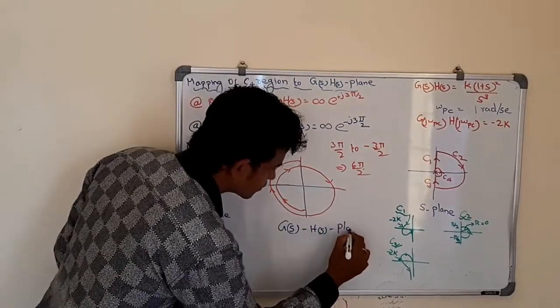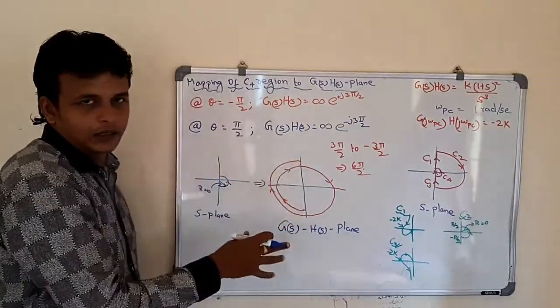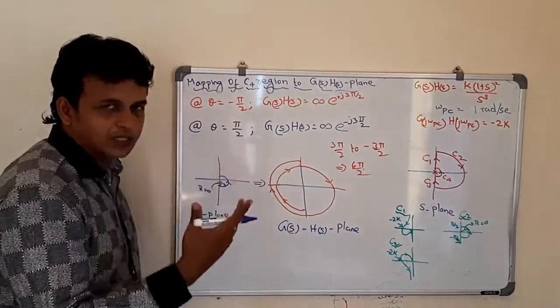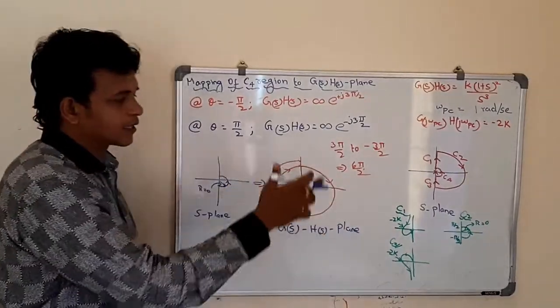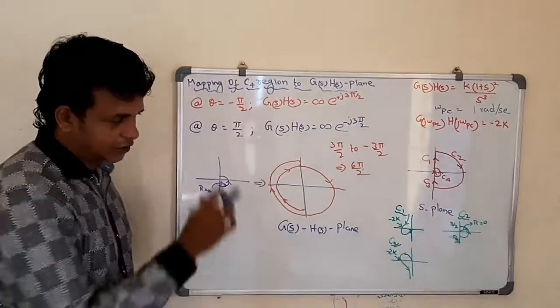Right? I hope you have understood why this kind of thing is done. In order to match the angular distance, we are encircling like this, and the direction should be opposite to the direction of the C4 region in the S plane. Okay, so this one we have done.